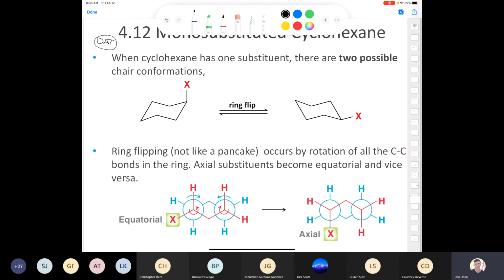Anyhow, let's get back to the monosubstituted cyclohexane. I showed you that when this substituent is up and axial, when you flip the ring, it's still pointing up, but now it's equatorial. Anyhow, ring flipping, again, this is probably the 5th time I've said this. It's not like a pancake. It's actually rotation around all of the carbon-carbon bonds in the molecule. If you don't believe me, get yourself a model kit, give it a try.